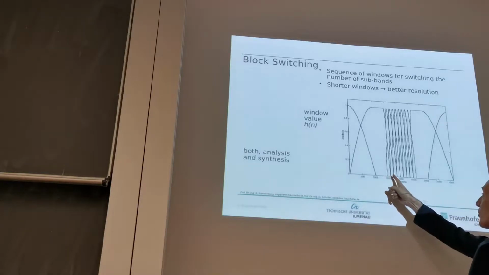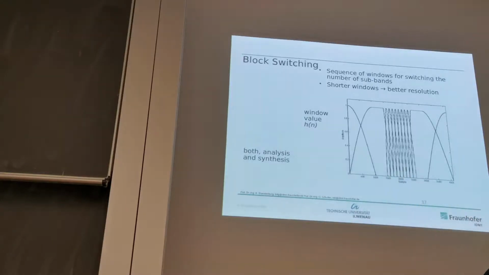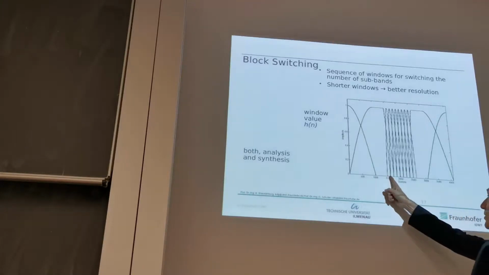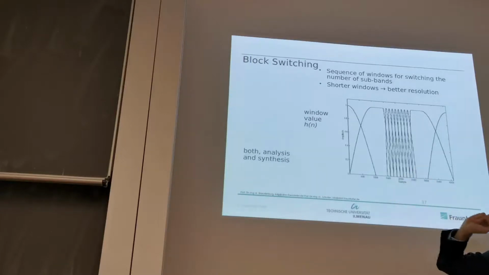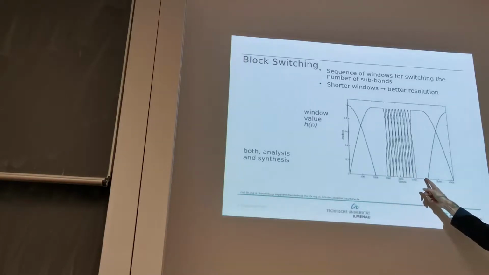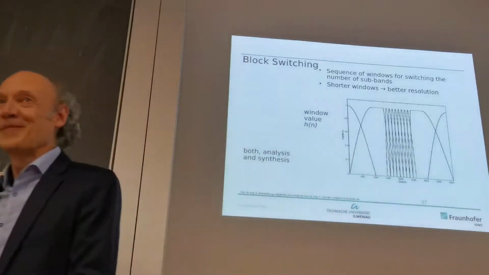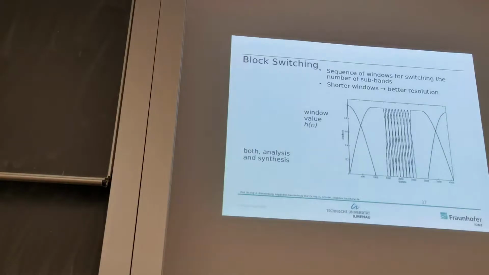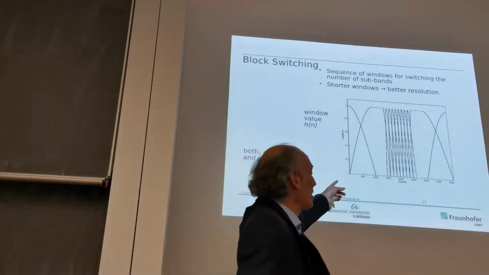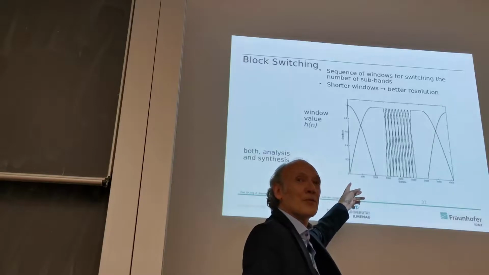So here, for each of those blocks, you get 128 subbands. Here 128, 128, and so on. Until you're done, and here you again get 1024 subbands, 1024 subbands, and so on. Make sense? It's easy, right? If not, you have to ask. So this is how you would do the switching. Does this diagram make sense to you? There's a sequence of windows.